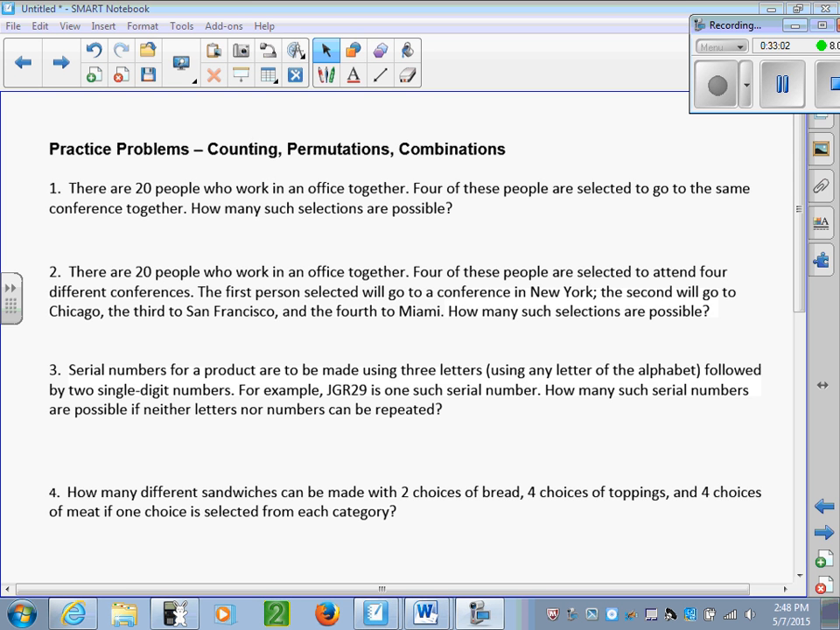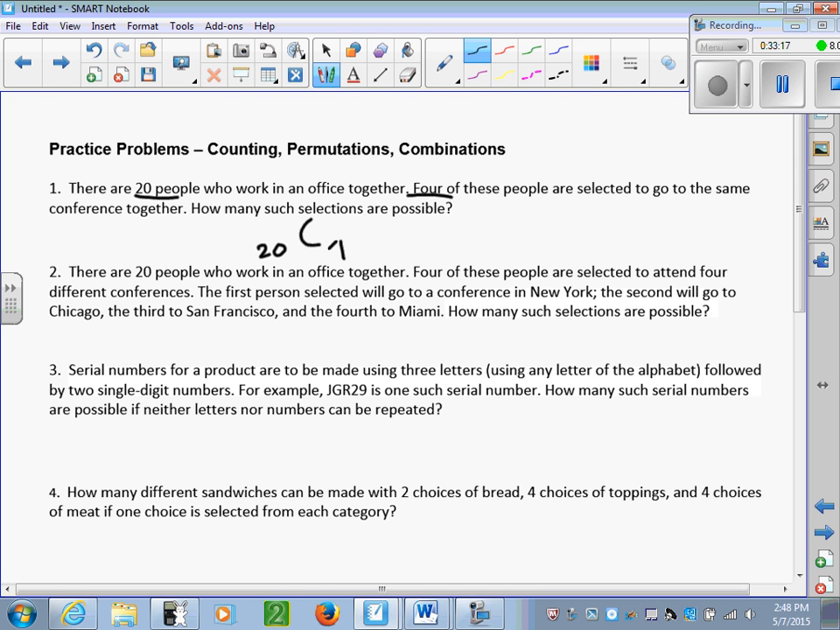So when order does not matter, then I use combinations. So I have 20 people. Remember I told you the larger number always goes first, and I'm selecting 4. So I'd have 20, and I'm choosing 4 of them. Okay, so I can type that in my calculator, and that would give me 4,845 options or selections for choosing 4 people. So 4 combinations of people out of 20. Okay.